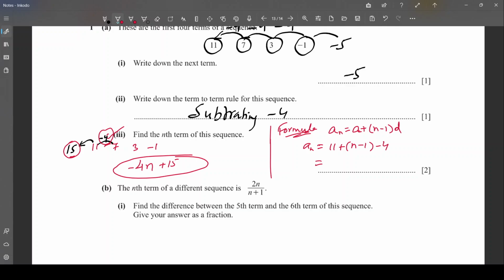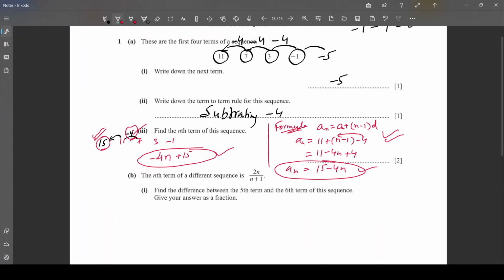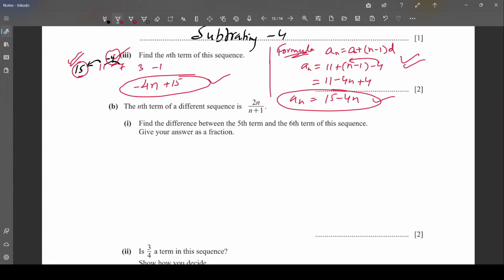Expanding the bracket, you'll get minus 4n plus 4. 11 plus 4 is 15, minus 4n. We are getting the same answer in both cases: minus 4n plus 15 and 15 minus 4n are the same. So either you can use the formula method, or you can use the direct way of finding the nth term. I gave you both options; you can select whichever is easy for you.